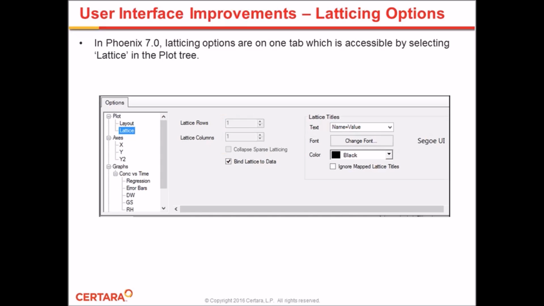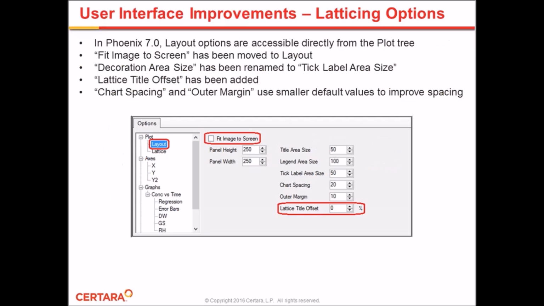And that brings us to our next slide. We put layout right into the plot tree also. We've moved the fit image to screen option here. This was also one that I always had a really hard time finding. And also, we've improved how the fit image to screen option works. It used to distort the plot a bit and cause some fuzziness in the plot. The plot now retains its sharpness and it scales better, so the fit image to screen works better.